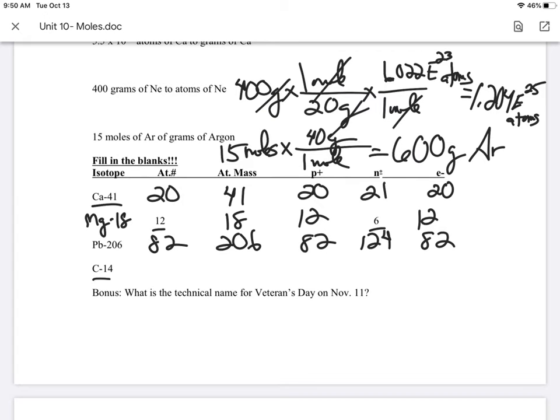Now we have carbon 14, means the mass is 14, means that the atomic number is 6. That would be 6 protons and 8 neutrons to form that. And then the number of electrons is 6. So just a quick little review. I'll go through the back side of the page here next.